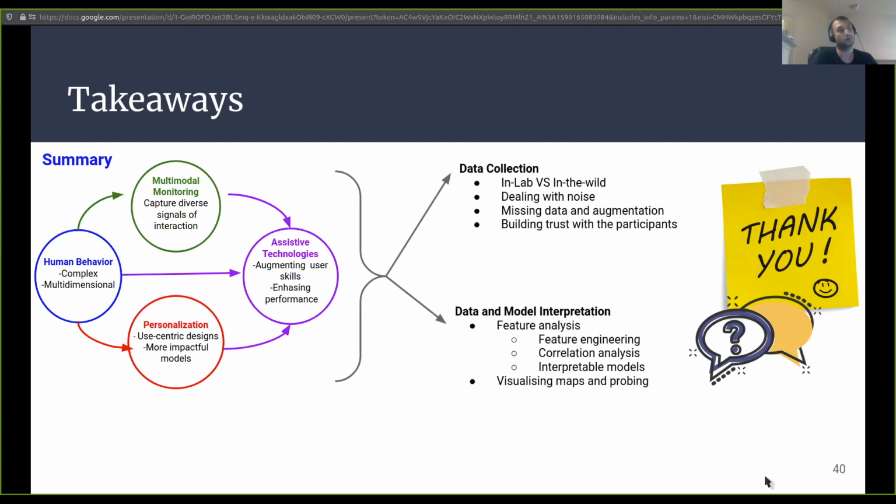At the end of the talk, we discussed a bit the different obstacles and problems that we need to address and that are still open topics to be researched. They mainly refer to data collection approaches and problems, or data and model interpretation.